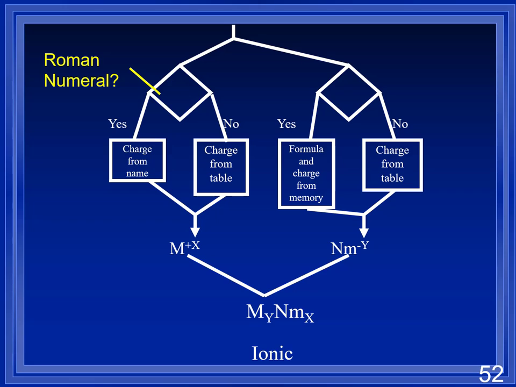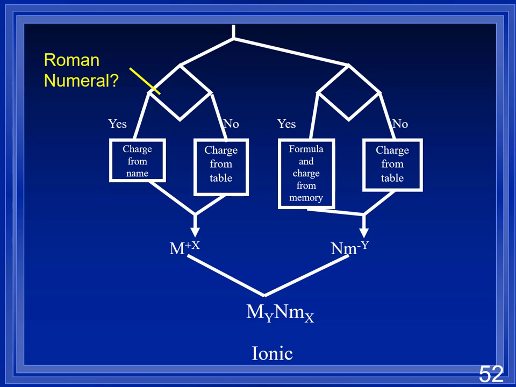If it doesn't have a Roman numeral, if the answer to that question is no, we come over here and it says we should be able to get the charge off the table, because that means it will be in group 1A, 2A, or 3A. Because 1A is always 1 plus, 2A is always 2 plus, 3A is always 3 plus. So that's going to give me my positive charge. I'm either going to get it from a Roman numeral or off the periodic table.